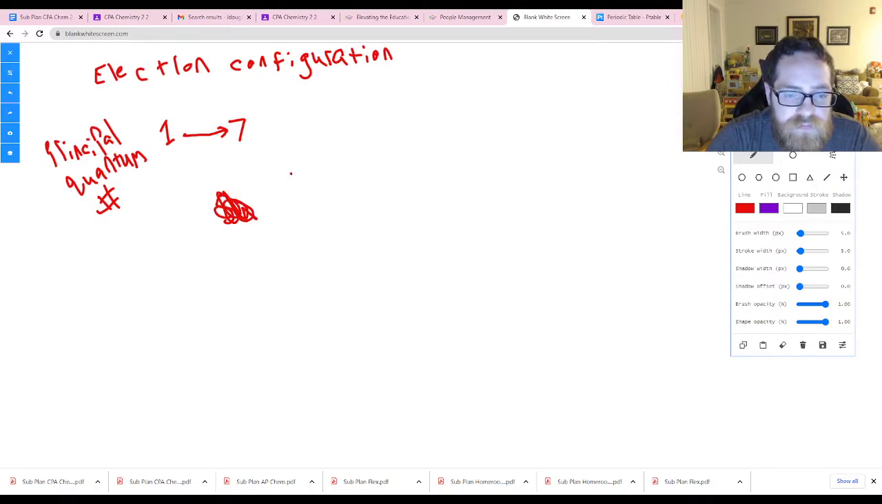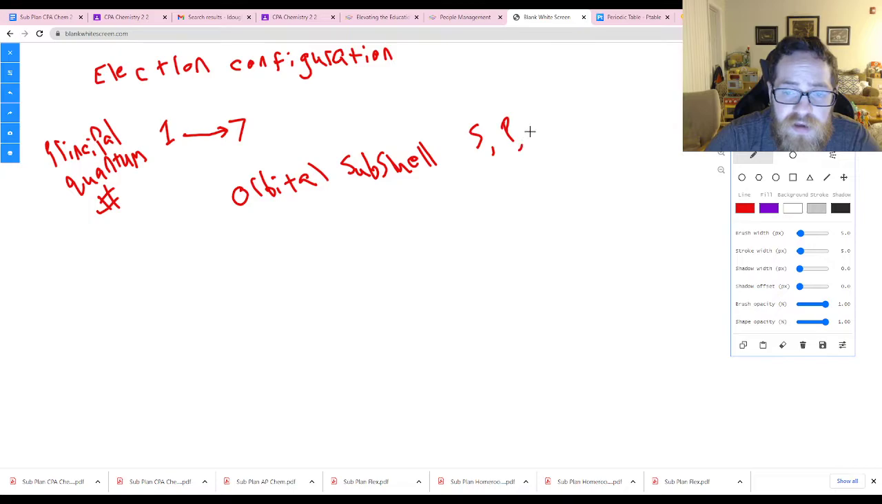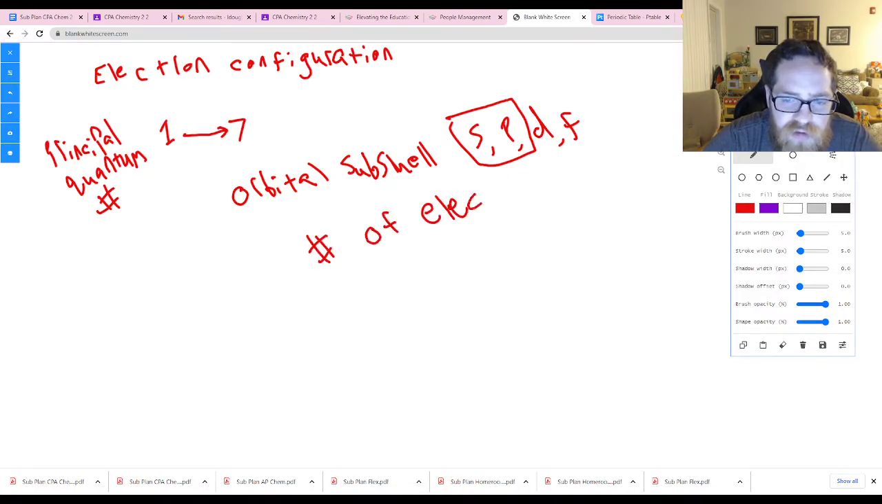an orbital subshell. These are the S, P, D, or F. For us, we really just focus on S and P. And lastly, we have our number of electrons, so the number of electrons in each orbital.